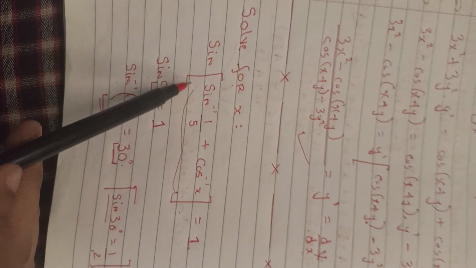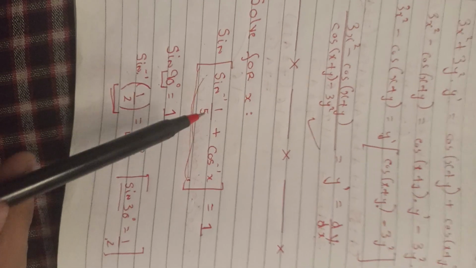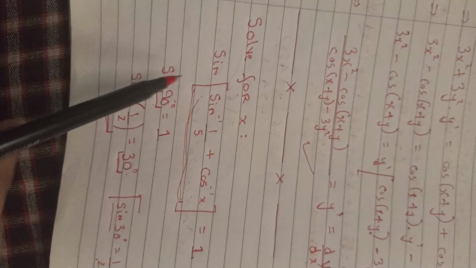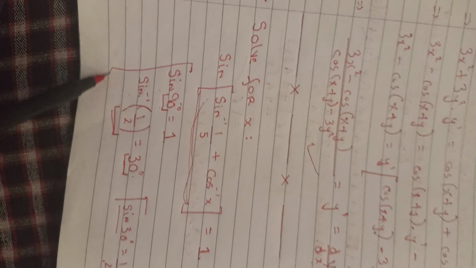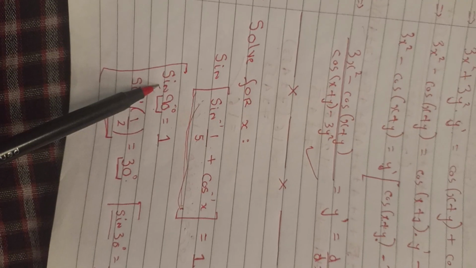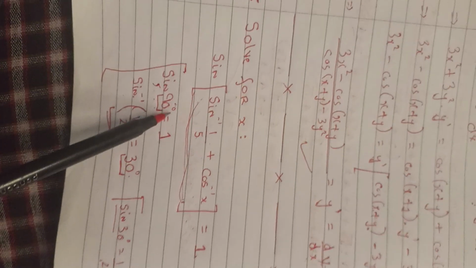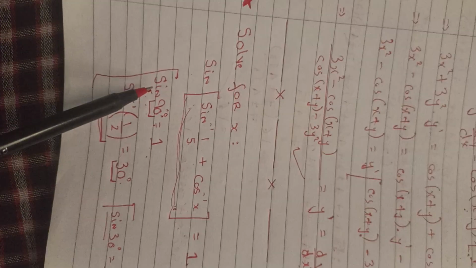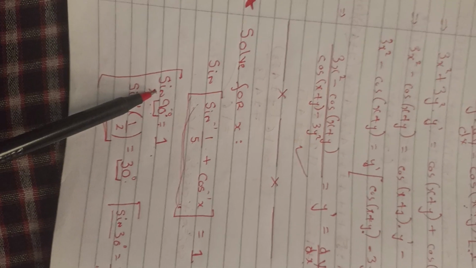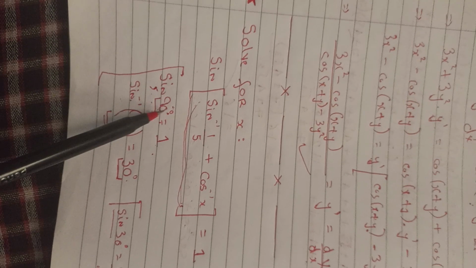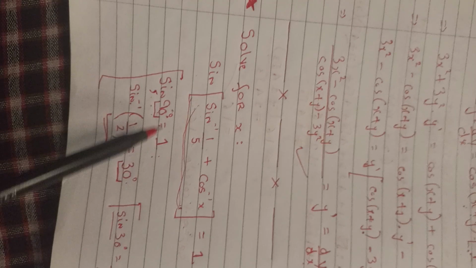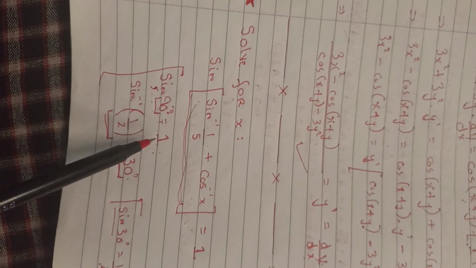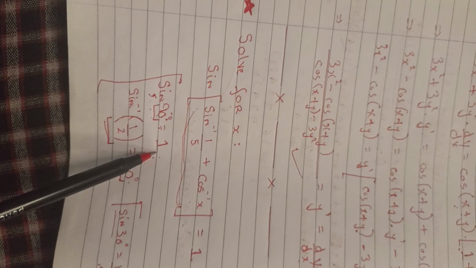See, let me explain something, right? Focus on this. We have sine 90 degree equals 1. We know that, and that is sine of some degree or radian, and that gives 1. So sine of some angle gives the value of 1.